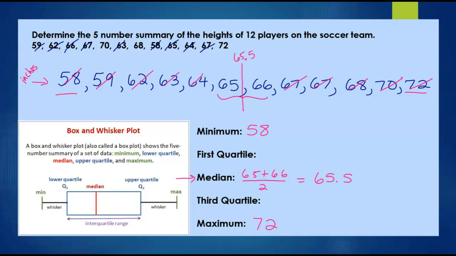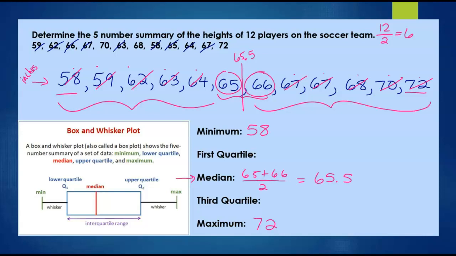Now, if we have a ton of data, I like to count them up. And we have 1, 2, 3, 4, 5, 6, 7, 8, 9, 10, 11, 12. We have 12. And 12 divided by 2 would give us the middle number, which is 6. Well, that means I have 6 data points on the left and 6 data points on the right. So I needed to find my 6th number. 1, 2, 3, 4, 5, 6. There we go. So I could have found the median that way as well.